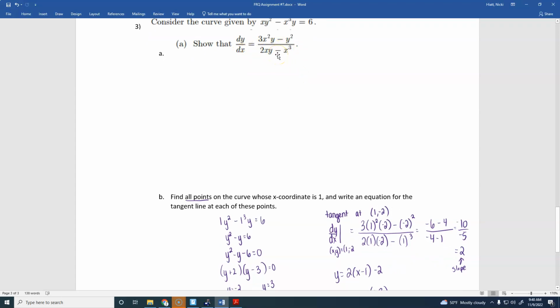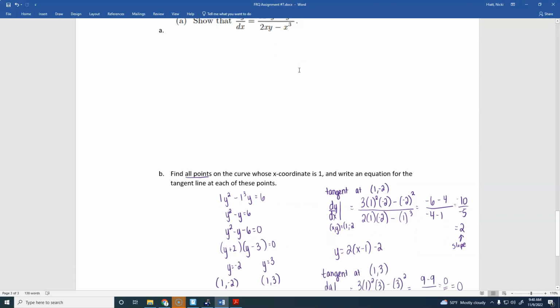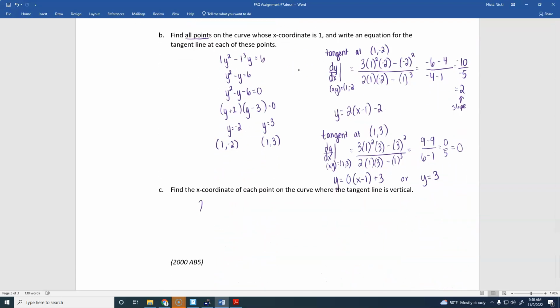If they asked us to find the places where we have a horizontal tangent, what would we do? Horizontal tangent would be numerator equal to 0, right? Because we have 0 over something there. So we got 2xy minus x cubed is going to equal 0. If you do nothing else, that will get you a point. That will show that you know the denominator has to be equal to 0.